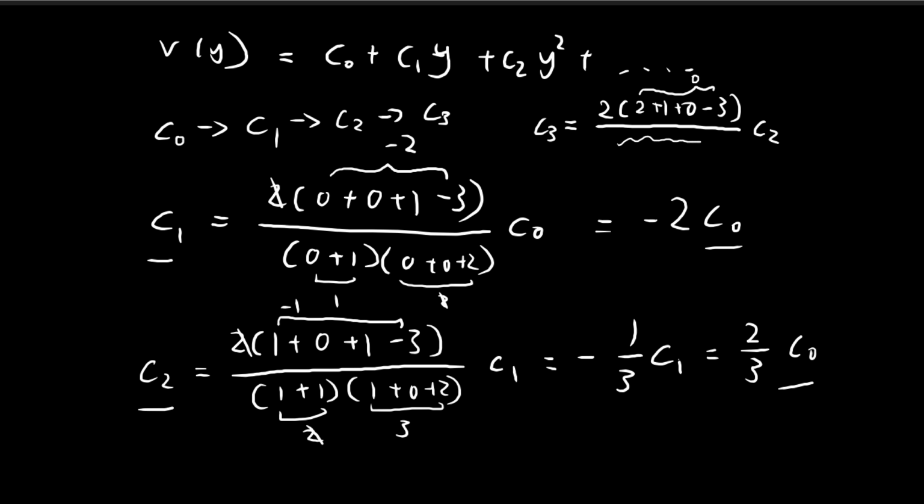So we don't need to worry about what the denominator is because this is just 0 multiplied by something, so c3 is equal to 0. That means all the successive terms, c4, c5, c6, they're all equal to 0. And so that means our v of y is just going to be equal to c0 plus c1y plus c2y squared. And all the subsequent terms are all equal to 0.